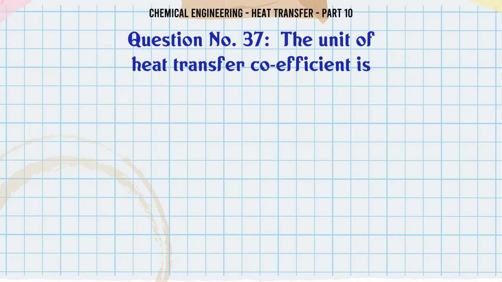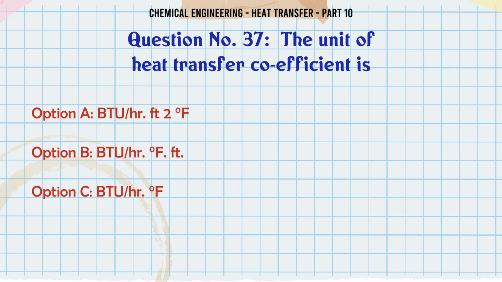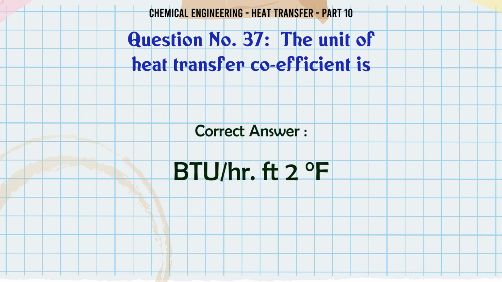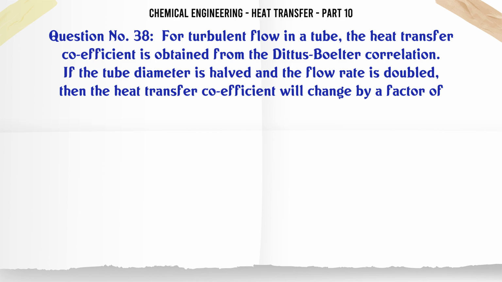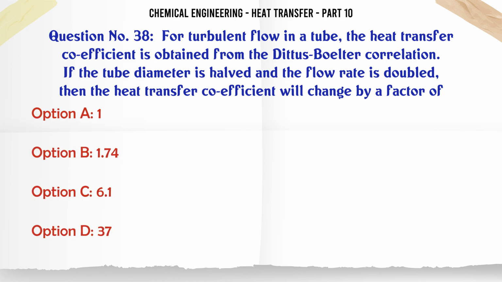The unit of heat transfer coefficient is: A. BTU/hr ft², B. BTU/hr °F ft, C. BTU/hr °F, D. BTU/hr ft. The correct answer is BTU/hr ft² °F.